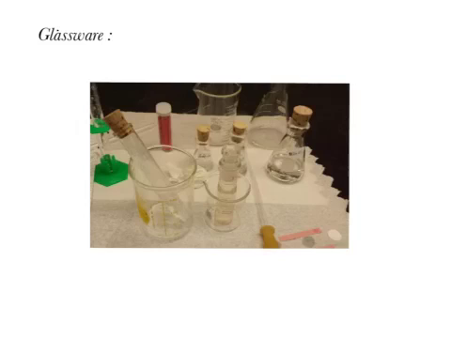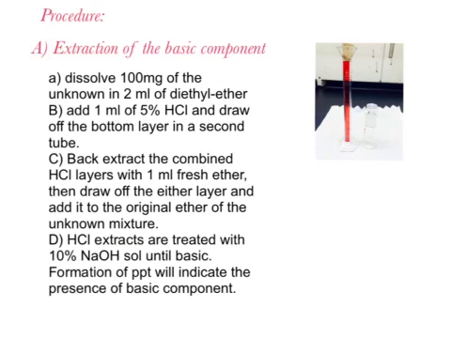For glassware, first, extraction of the basic component. The student started by dissolving 100 milligrams of the unknown in 2 milliliters of diethyl ether. Then she added 1 milliliter of 5% HCl and drew off the bottom layer into a second tube. Then she proceeded with the back extraction of the combined HCl layers with 1 milliliter of fresh ether, drew off the ether layer, and added it to the original ether of the unknown mixture.